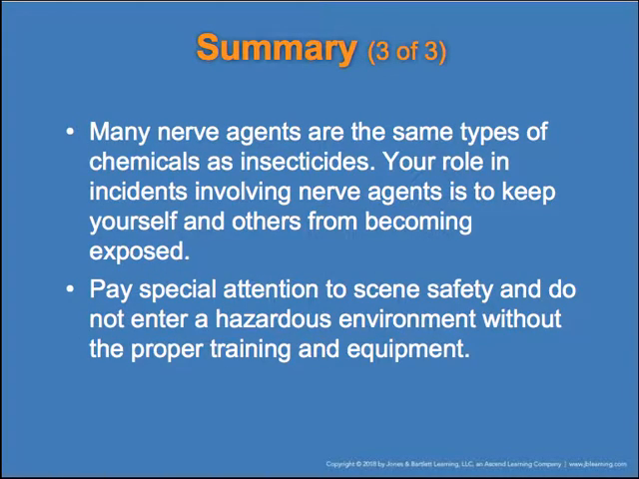Many nerve agents are the same types of chemicals as insecticides. Your role in incidents involving nerve agents is to keep yourself and others from becoming exposed. Pay special attention to scene safety, and don't enter a scene that you're concerned about, especially one with a hazardous environment, without the proper training and equipment.